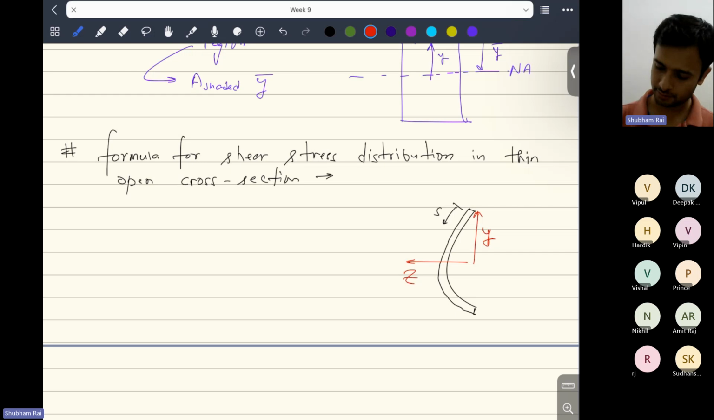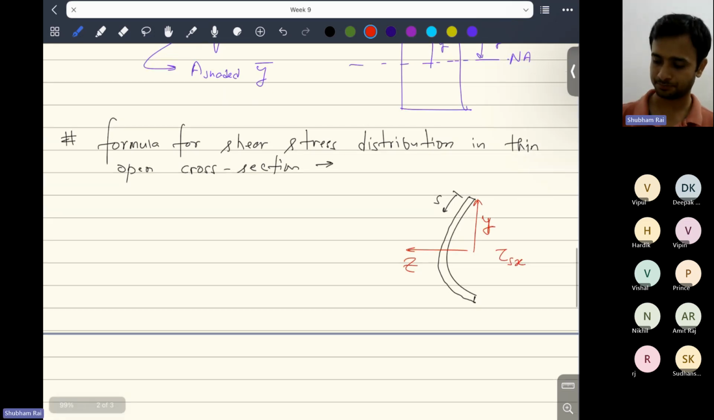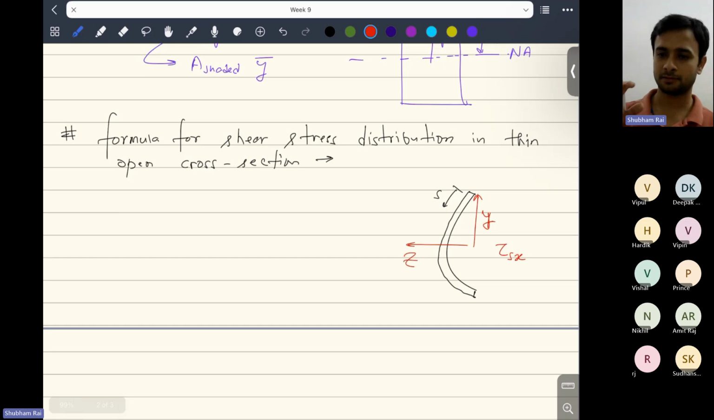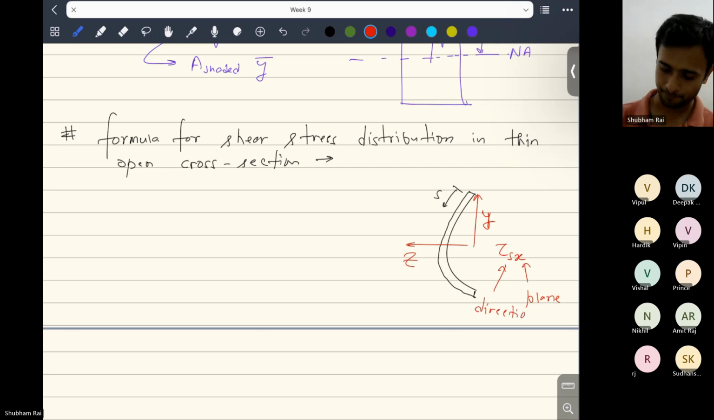So when we write tau Sx, right? Sx means, this is the x plane, so the normal of this plane will be in the x direction, right? And S is the direction of shear stress. So this is the plane normal. I can say that this is representing the plane, and this is representing the direction. And this will be a function of both x and s.